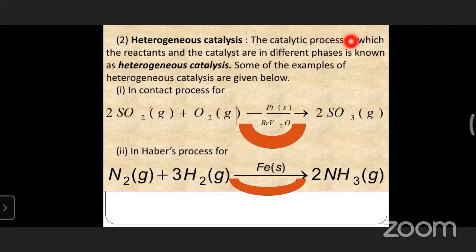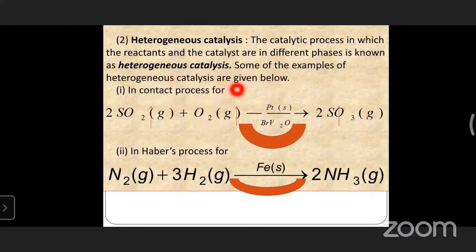The catalytic process in which the reactants as well as the catalyst are in different phases. Are they in a different phase or not? The reactants are gases, while the catalyst is a solid. That's why such a type of catalysis process we call heterogeneous catalysis.